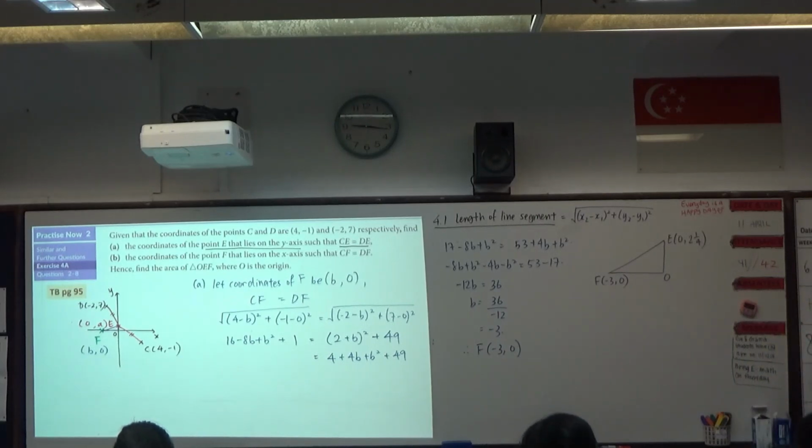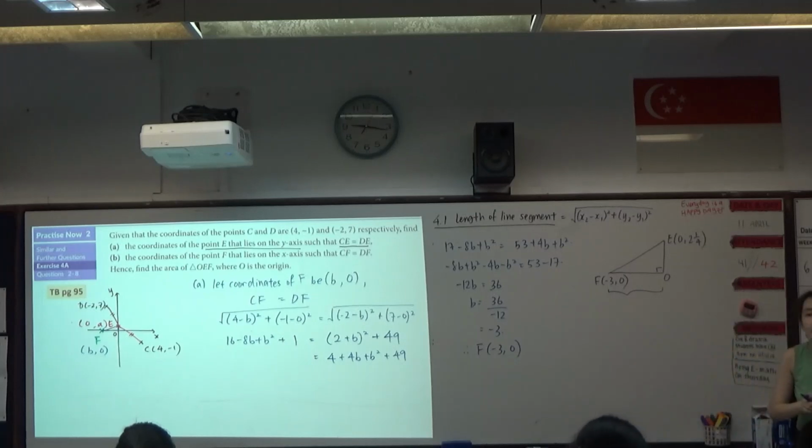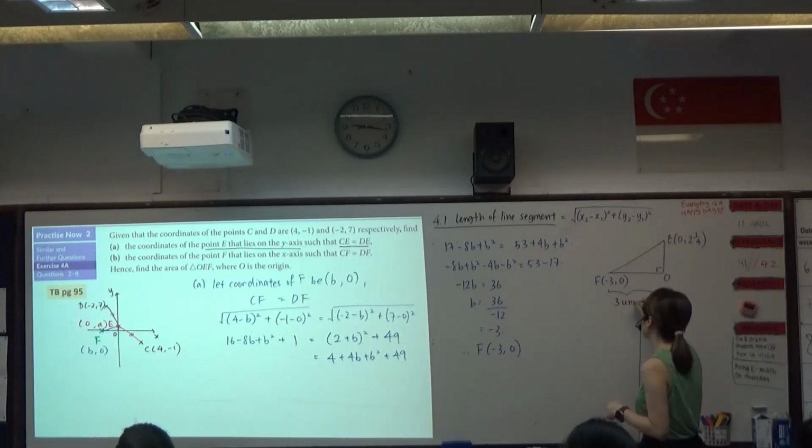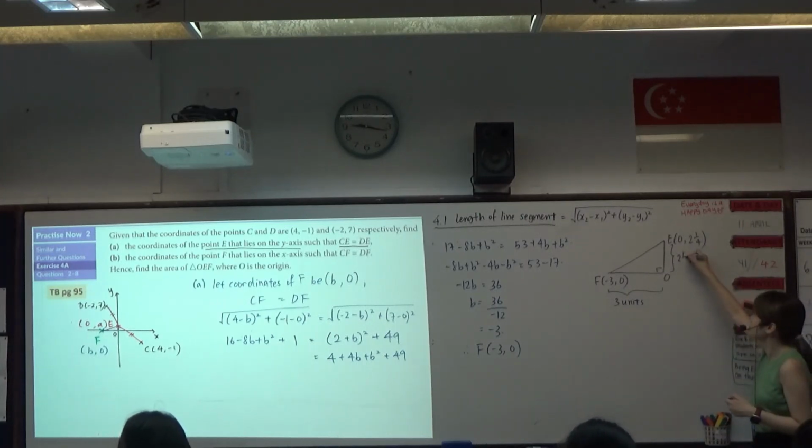So what kind of triangle is this? Right angle triangle. And because it is a right angle triangle, it becomes much easier for us to determine the area, because I can just apply my half times base times height formula. The base itself, if I were to take this as the base, how long is it? How many units? 3. Length should be positive, so this will be 3 units. And then the height will be how many units? 2 and 1 quarter.